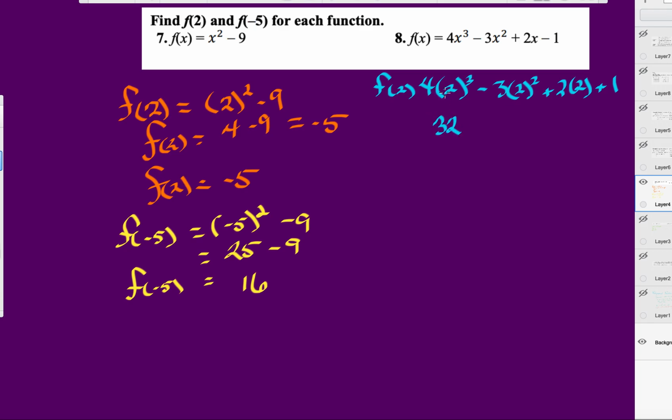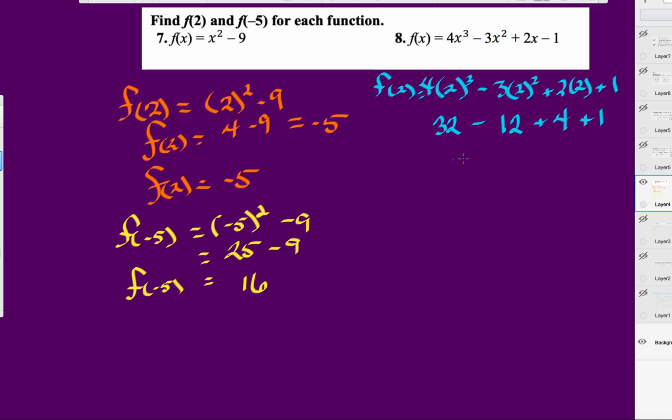32. All right? Again, I'm going to say it out loud again. 2 times 2 to the third power is 2 times 2 times 2, which is 8. And then 8 times 4 is 32. That's how we got there. Okay? The next part, we're going to subtract. 2 squared is 4. 4 times 3 is 12. Next, we have 2 times 2, which is 4, and then plus 1.